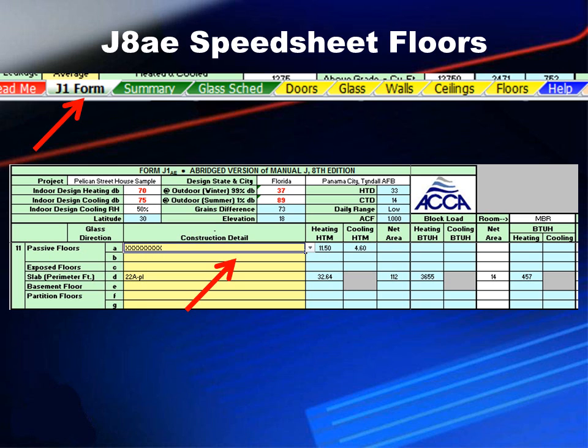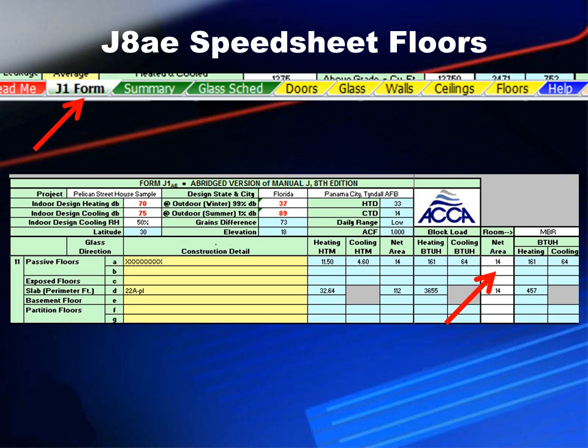We now click on the J1 form and we're back on the front page. We go to the yellow scroll down, we select XXX under passive floors, and we get HTM heating is 150 and cooling is 460, and we then get ready to plug in our net area again. Once the net area is plugged in, we have all our values for heating and cooling, and in this case we get 161 BTUs per hour for heating and 64 for cooling based on this floor load.